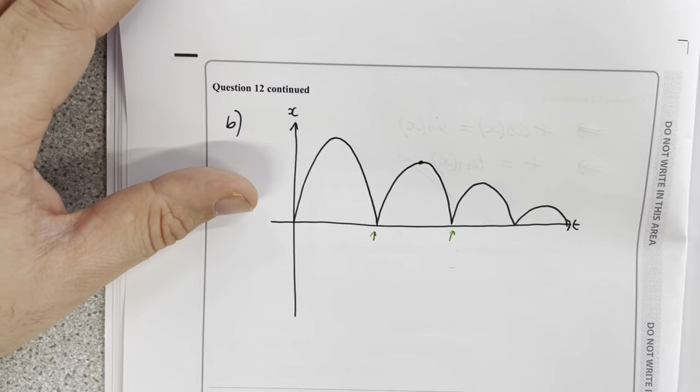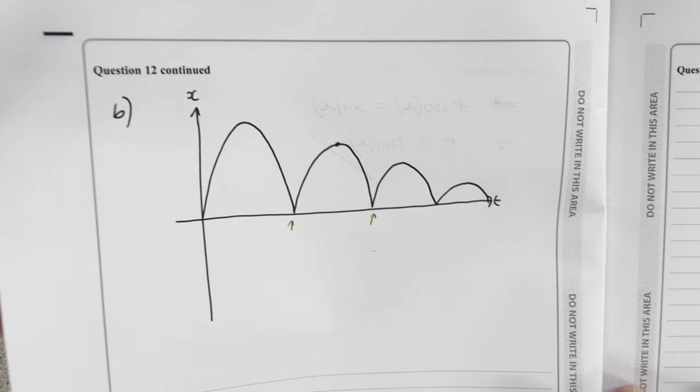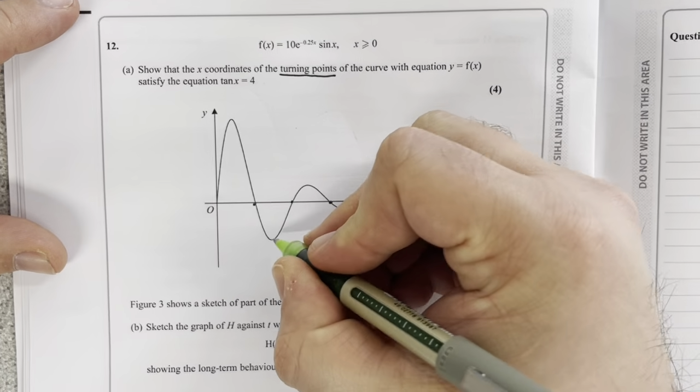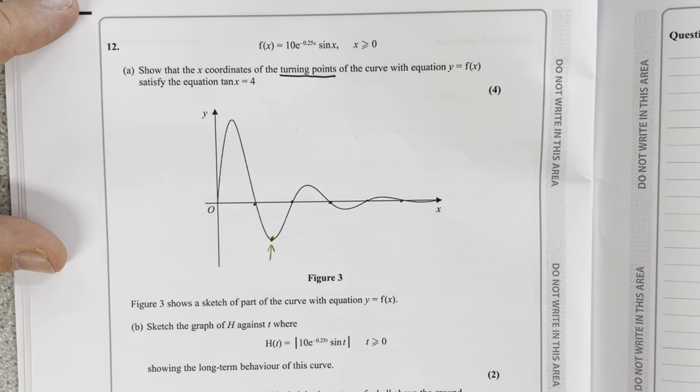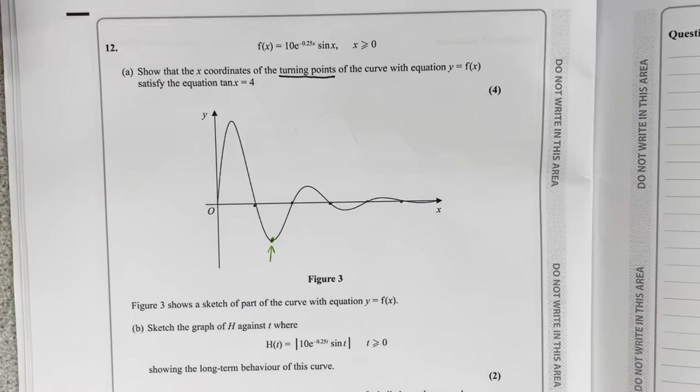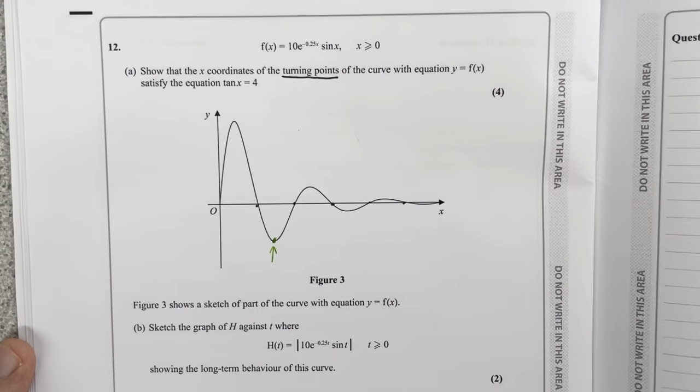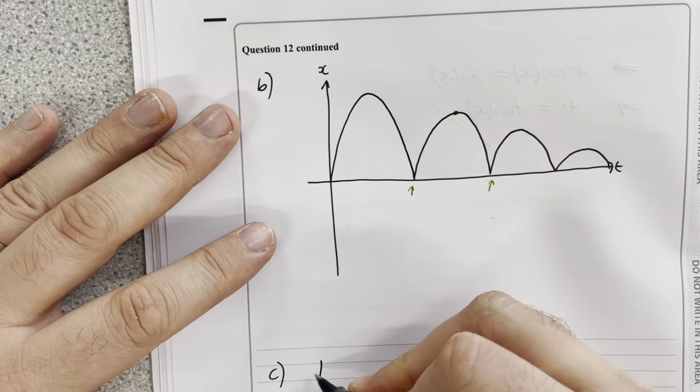That's the height there. So if we equate that back to this, that's going to occur here. That's the one I'm interested in. So it's the second time tan of x equals 4, the second time we have a stationary point. So tan of x equals 4.